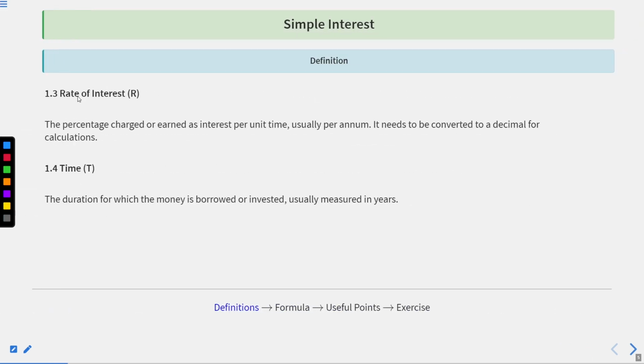The rate of interest is the percentage charged or earned as interest per unit time, usually per annum. It needs to be converted to a decimal for calculation. So what is the time here? The duration for which the money is borrowed or invested, usually measured in years. Time also plays a very important role here. The more the time, the more the interest. So if you have taken a loan for more time, you have to pay more interest. And if you have taken a loan for less time, you will have to pay less interest.